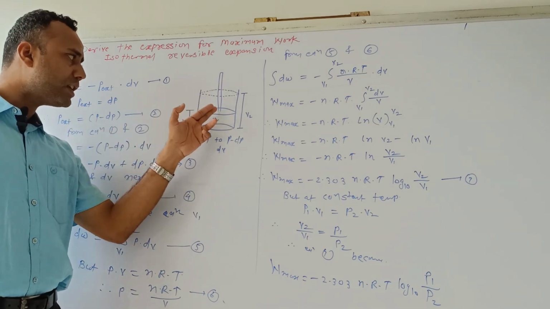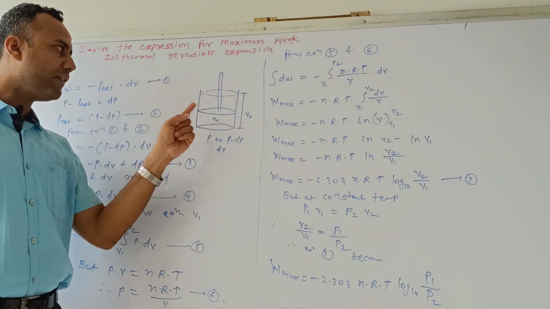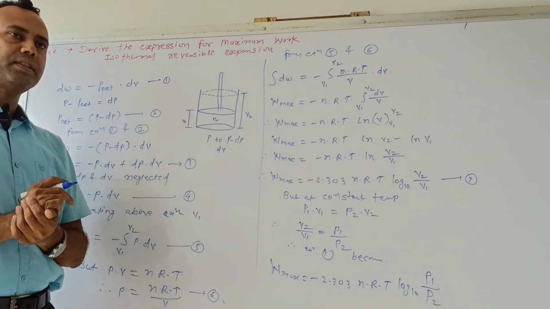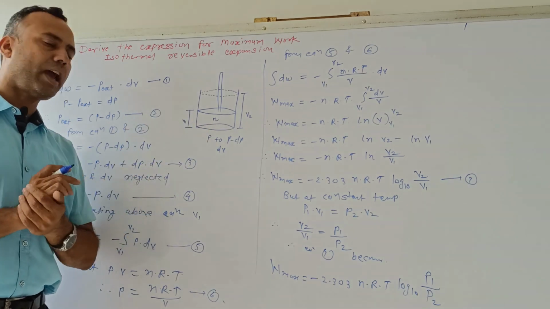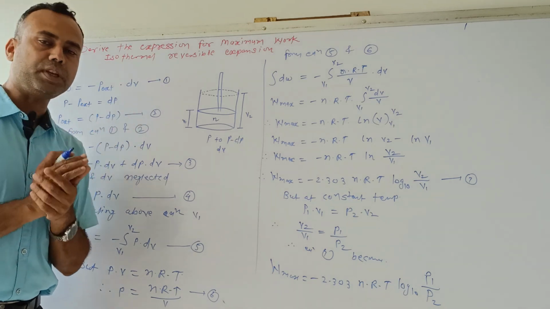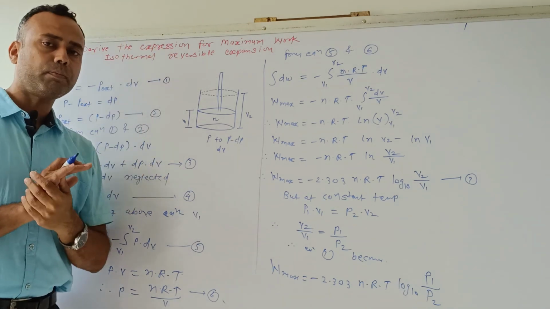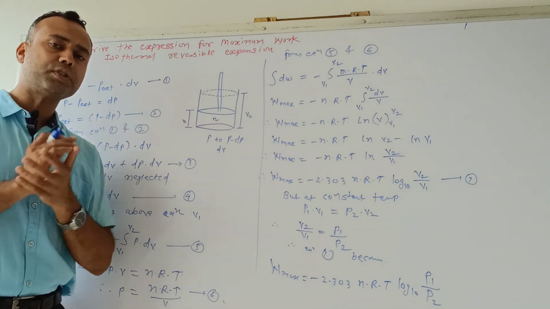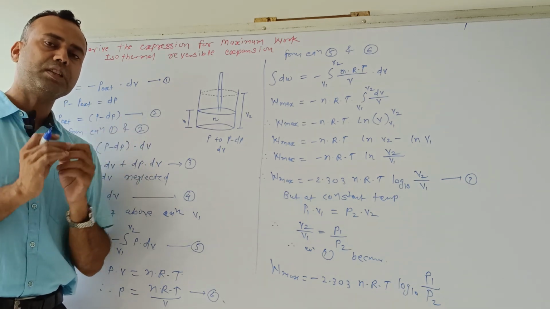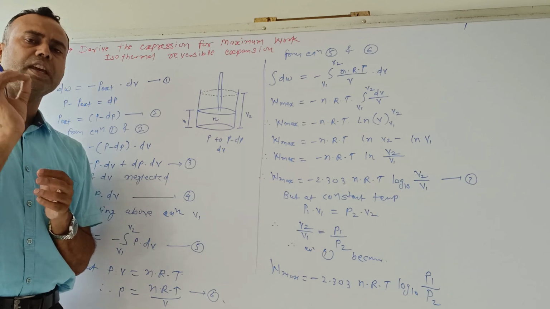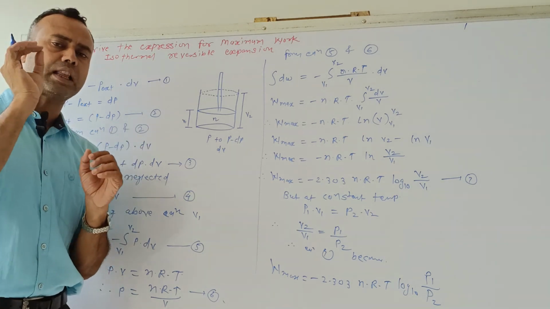Now this is the piston which is present here. It has the external pressure P external, and the n moles of gas enclosed inside have the pressure P. Now what is the condition? It is reversible expansion. So reversible process means what? The process in which driving force and opposing force differ infinitesimally, meaning very slightly.